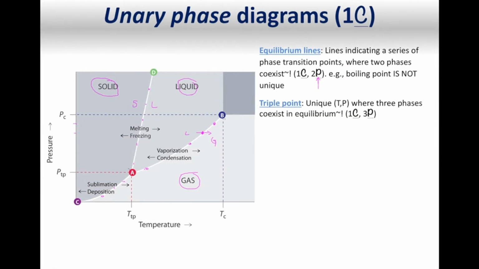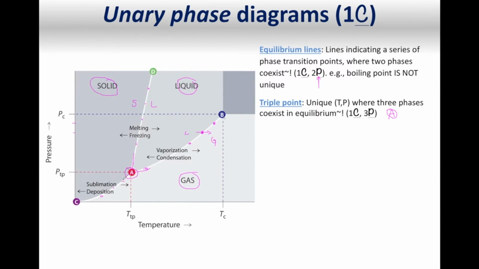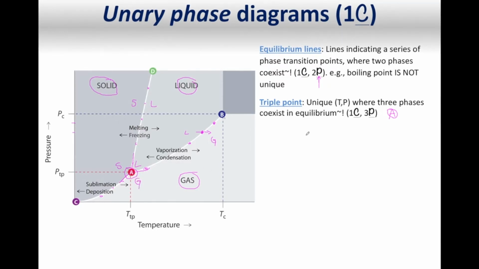Triple point. The triple point is this one here that we label as A. That is interesting because in this one point, these three lines are converging. That means this point is touching the solid, the liquid, and the gas phases all together at the same time. So you have three different phases, and that's why you call it a triple point.